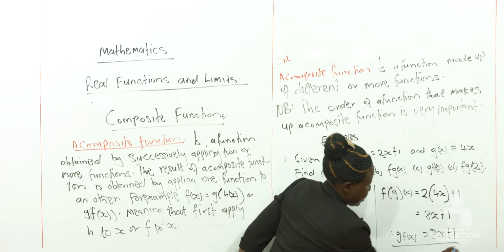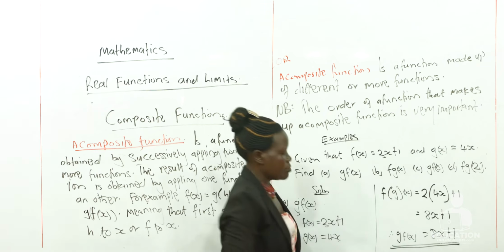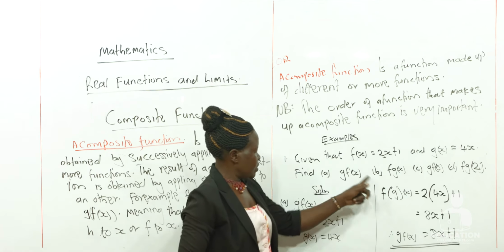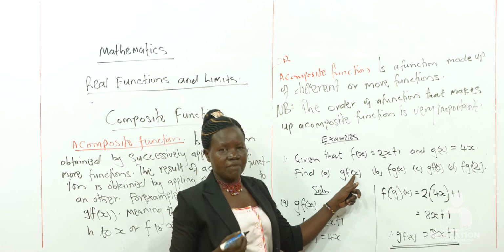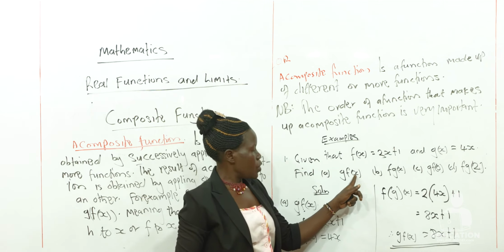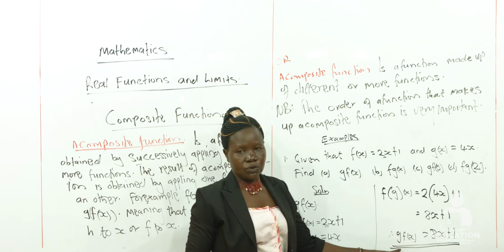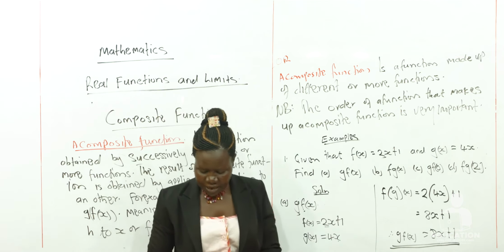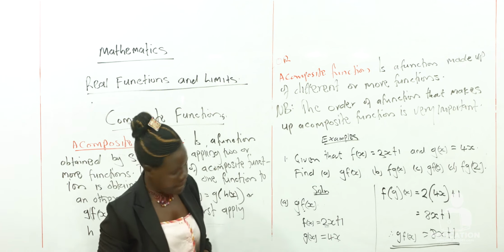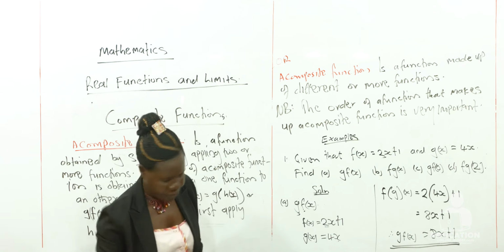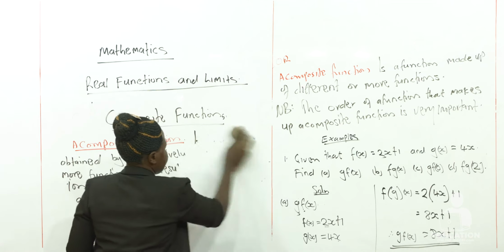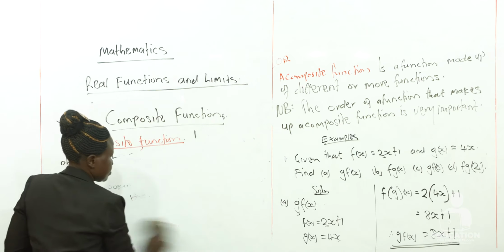Learners, why is our answer remaining in unknown? It is because from the question they have not given us the value of x. So therefore our answer must also remain in unknown. So that is for part A. And then we look at the solution for part B.